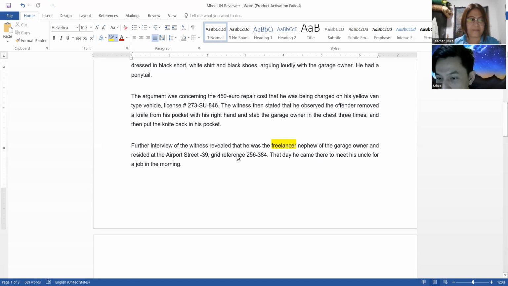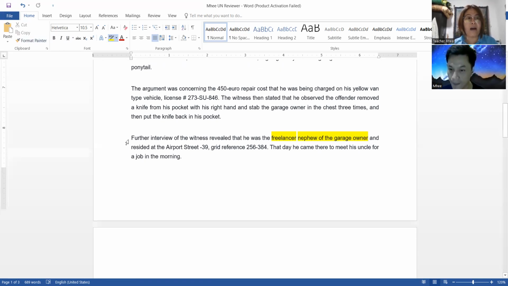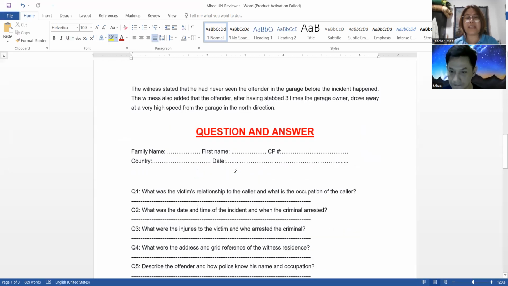He is the nephew of the victim. Yes, he is the nephew of the garage owner. So that is his relationship to the victim: nephew of the victim.